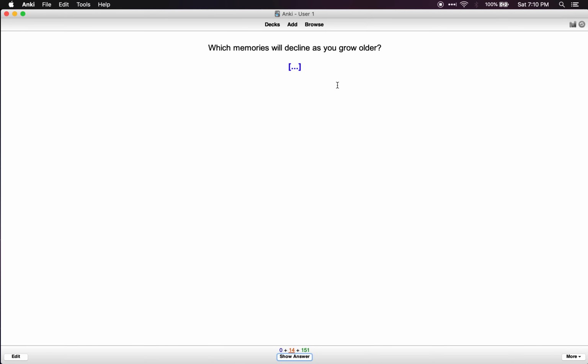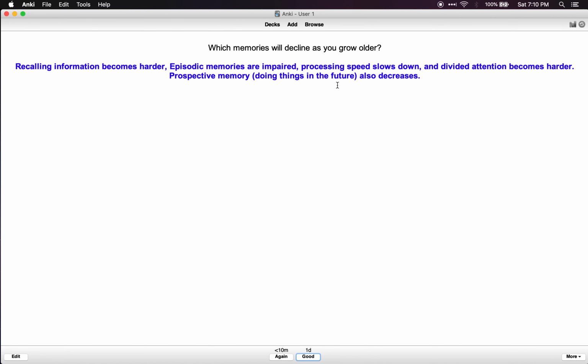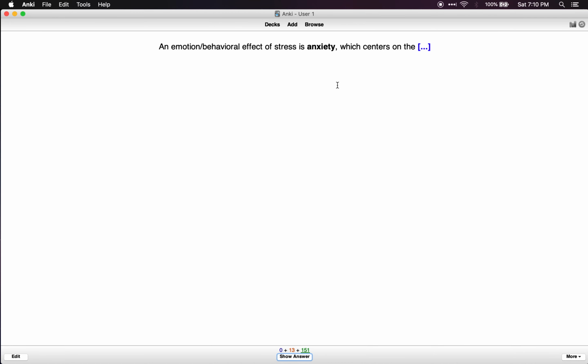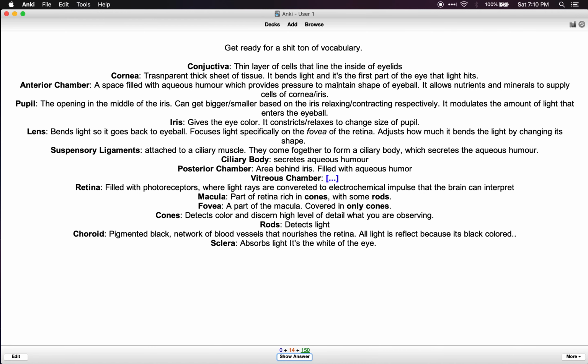As your processing speed goes down, recalling becomes harder, divided attention becomes harder, episodic memories become degraded, and your prospective memory, remembering to do things in the future, also becomes degraded. An emotional and behavioral effect of stress is anxiety, which centers on the amygdala.